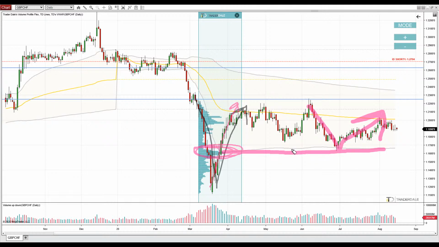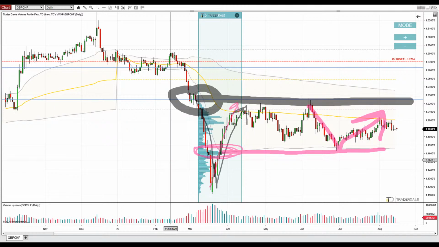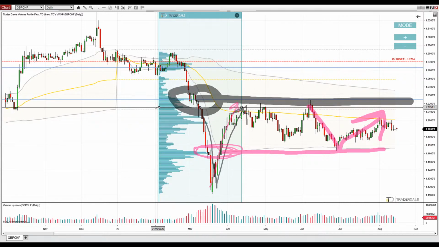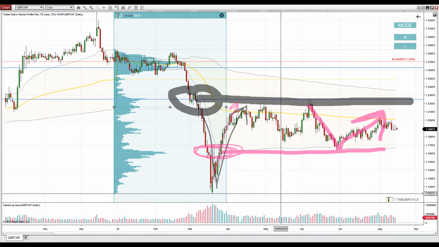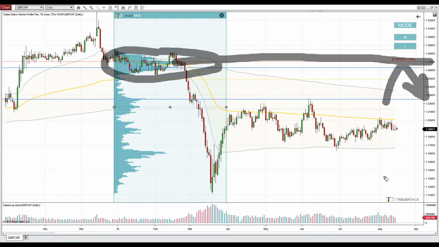Anyways, this support is already spent, as you can see. Also, this resistance based on this volume cluster in here is also spent, so I'm not going to trade those anymore. But we still have this area with this level which still haven't been tested. Alright, so I still expect a selling reaction from there.